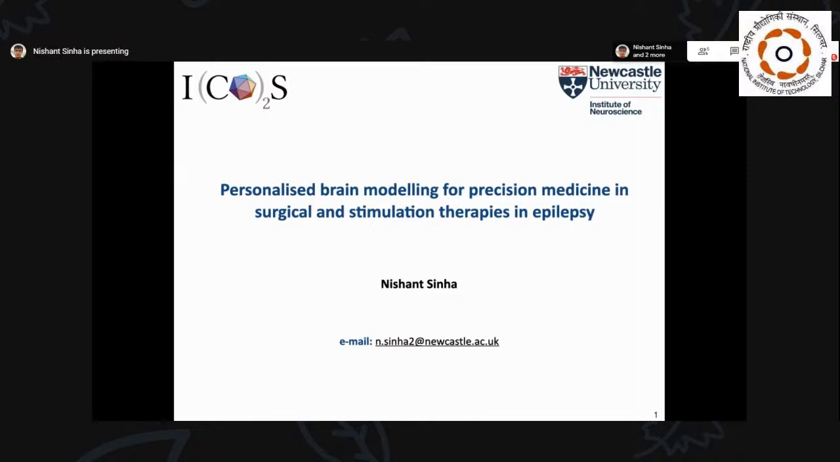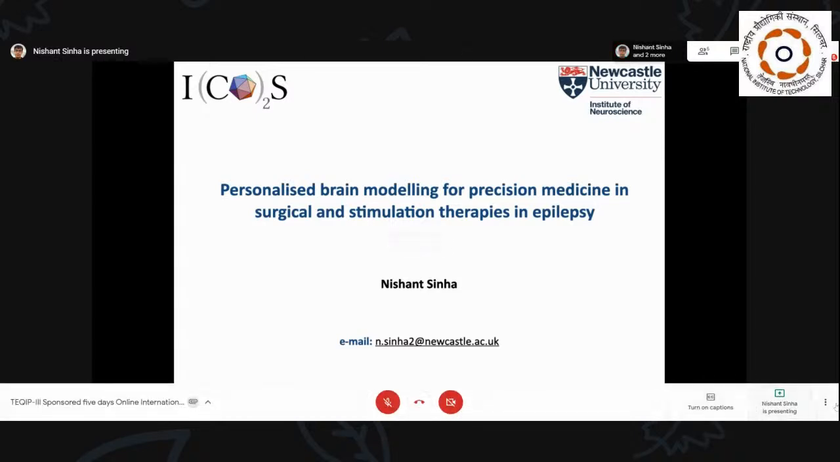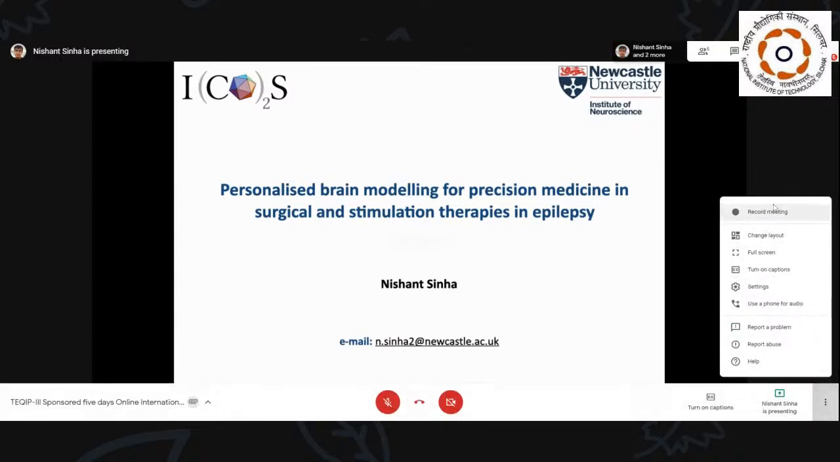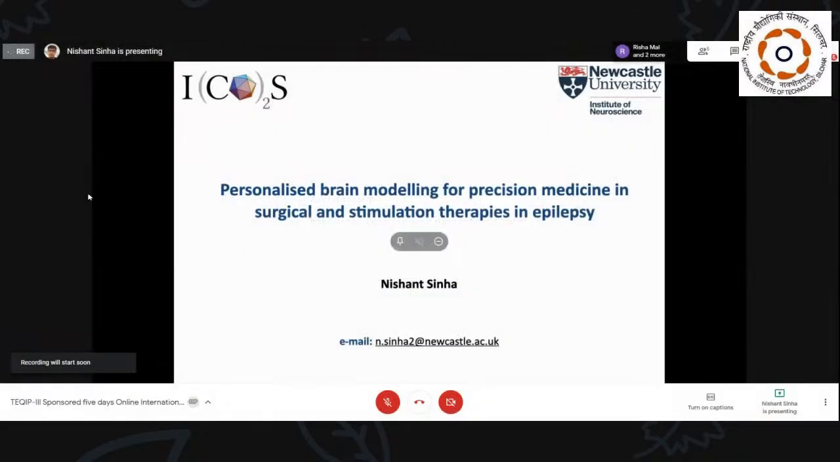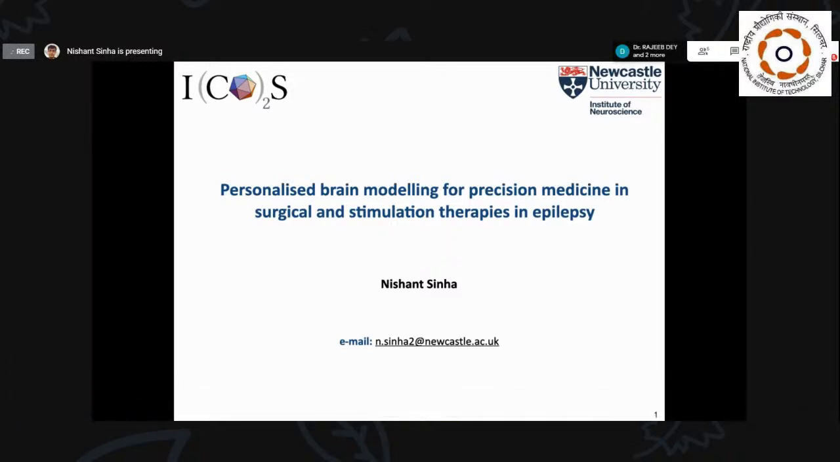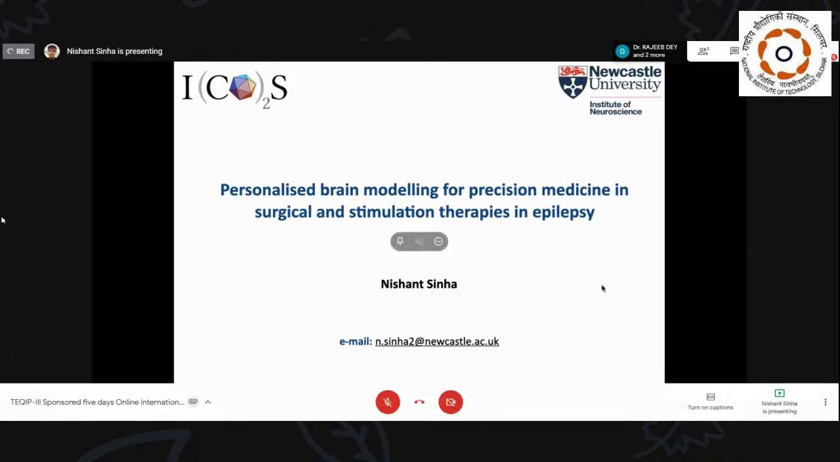So thank you very much, Rajiv sir, for inviting me to give this workshop. So as the title suggests, my work is about developing personalized brain models for treatment in epilepsy, specifically related to surgical and simulation therapies.